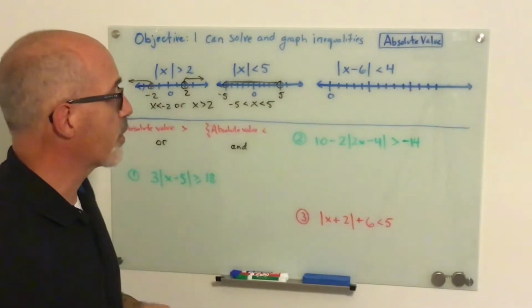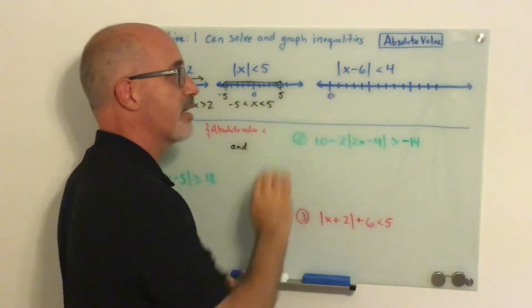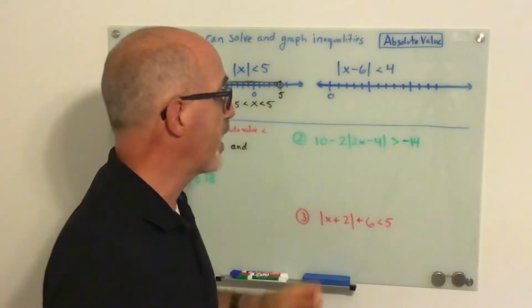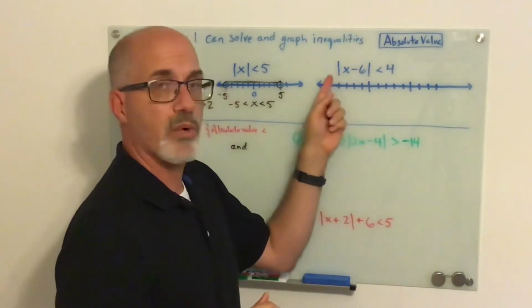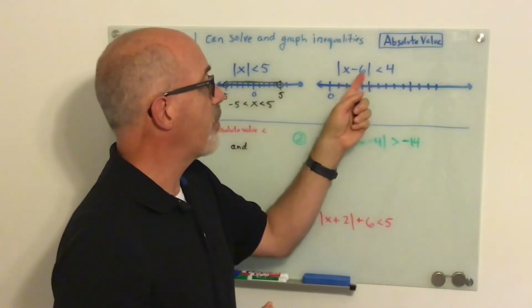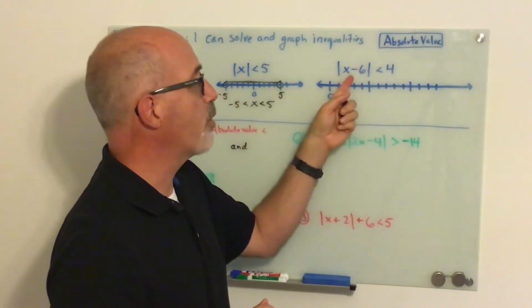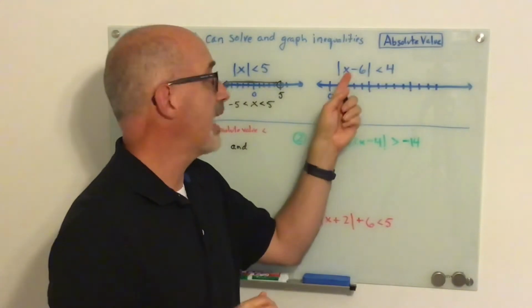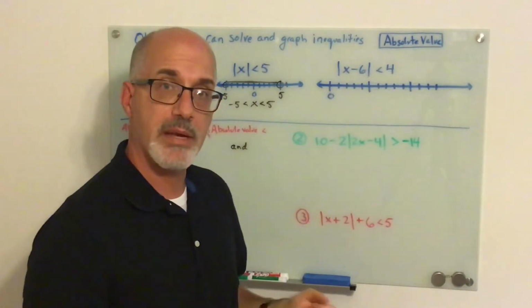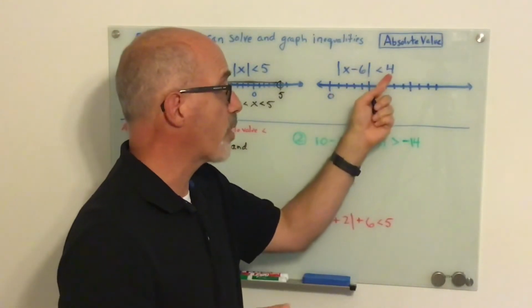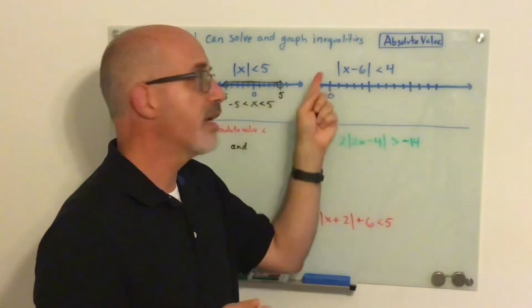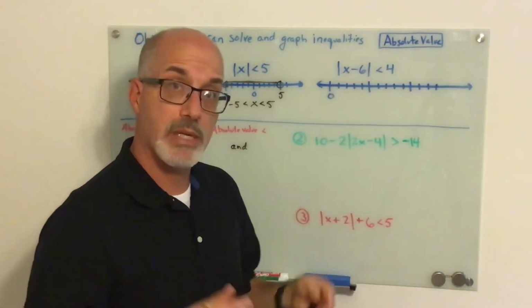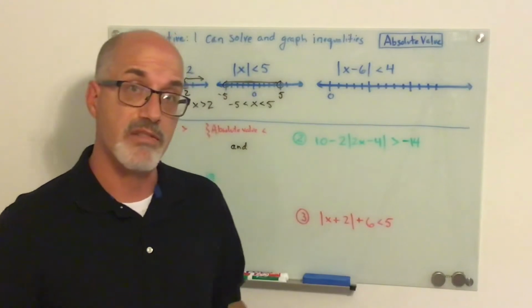Well, let's try this one. We're going to throw a little complication inside the absolute value. Think about what numbers would work for this. If we want this to be less than 4, if you put in, for instance, 8 minus 6, the absolute value of 2 is less than 4. Or if you put in 3 minus 6, that's negative 3, take its absolute value, that's less than 4.